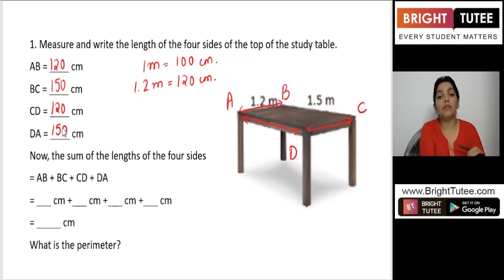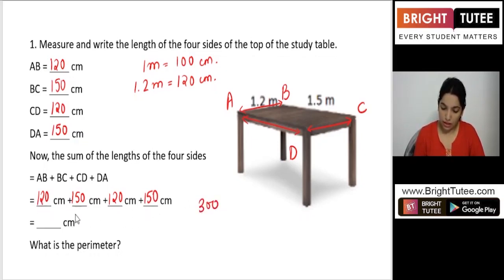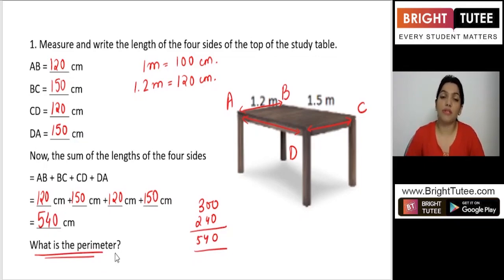Clear? Now the sum of the lengths of the four sides is basically AB plus BC plus CD plus DA. Let us write it down. 120 plus 150 plus 120 plus 150. Now let us add them all together. 150 and 150 equals 300, and 120 and 120 is 240. Adding them together gives 540. So the total perimeter of this particular shape, that is a rectangular study table, is 540 centimeters, right?